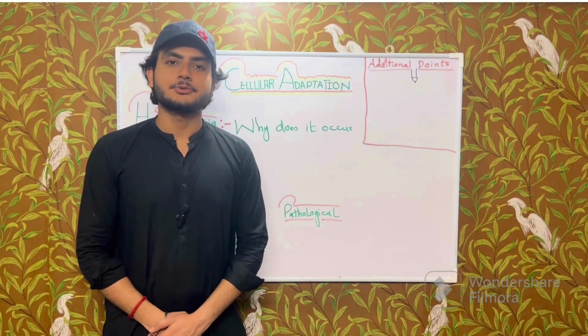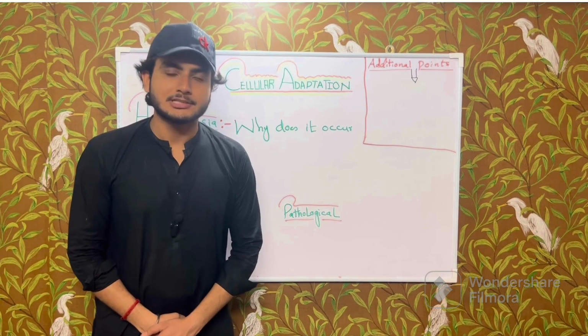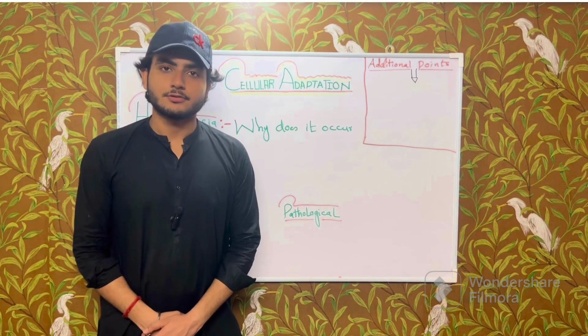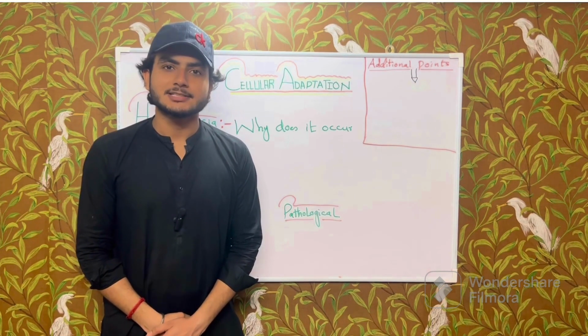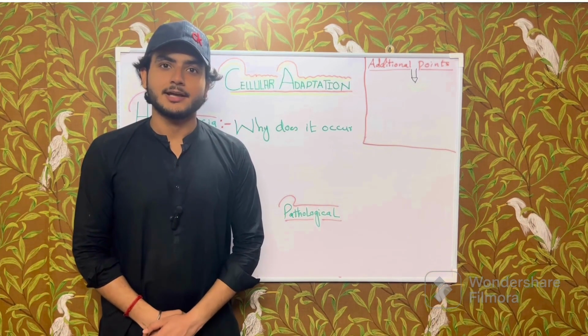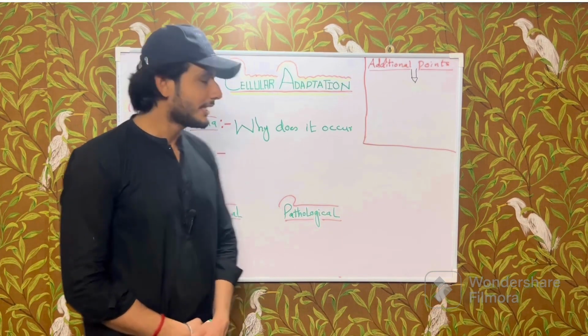In the last video, we discussed the first two cellular adaptations, which are atrophy and hypertrophy. In this video, we'll be discussing the remaining ones, which are hyperplasia and metaplasia. So let's get started with the lecture.